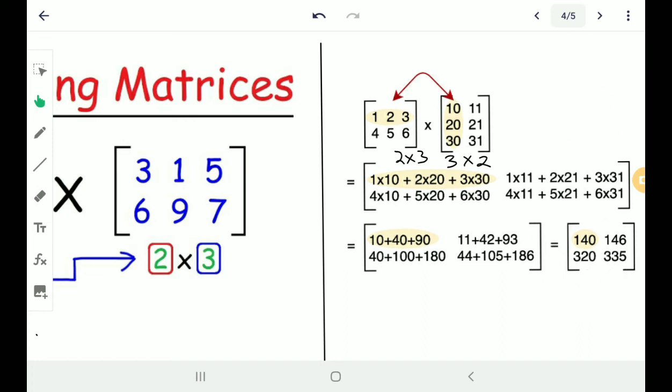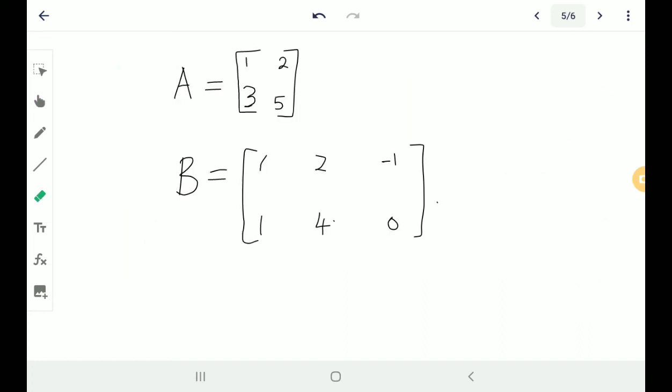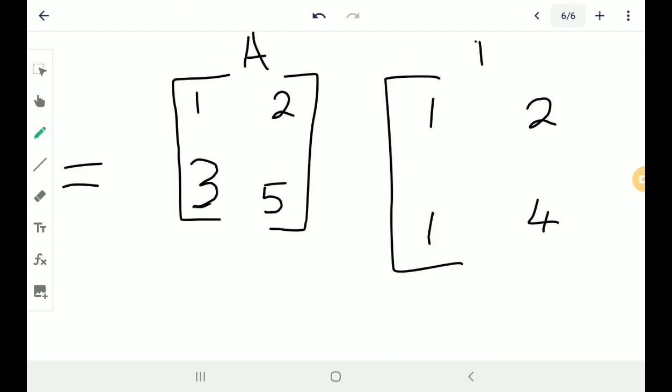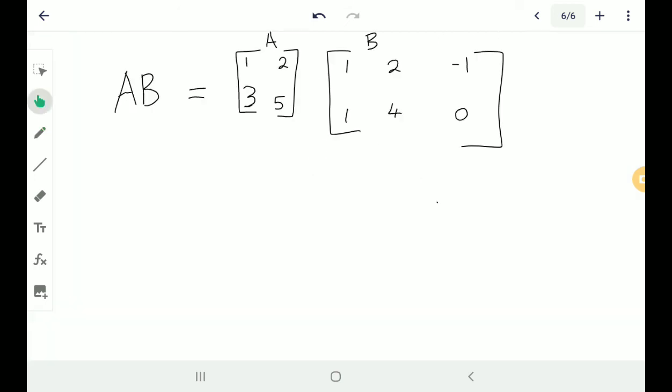2 by 2 matrix. Now, let's try and multiply these two matrices. So we have matrix A, 1, 2, 3, and 5. Matrix B, 1, 2, negative 1, 1, 4, and 0. Now, let's find the product of matrix AB. So, if you notice, the matrix which comes first is the one that we put first. So, we put A first, and then we put matrix B. So, when we are finding the product, we ensure that we have it in that order. Okay?